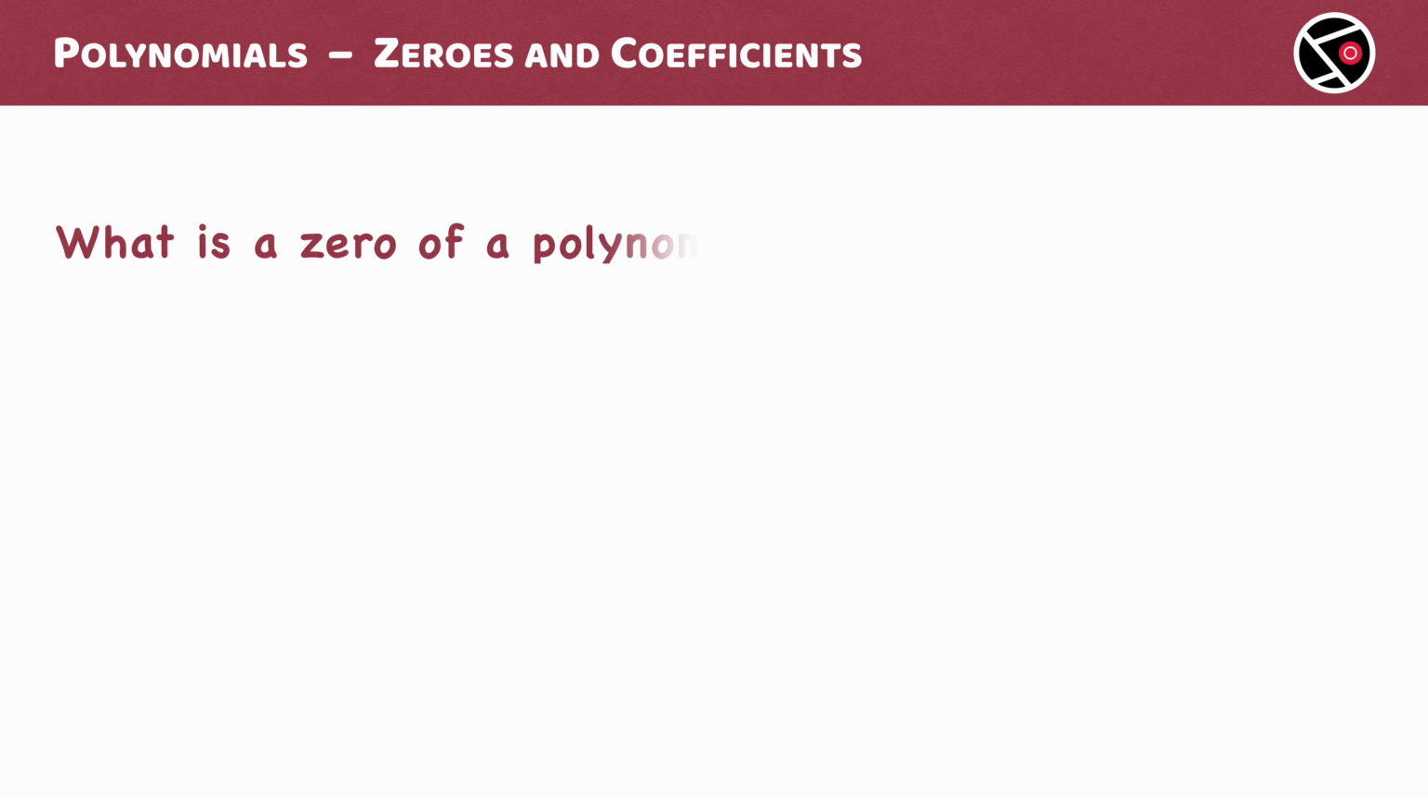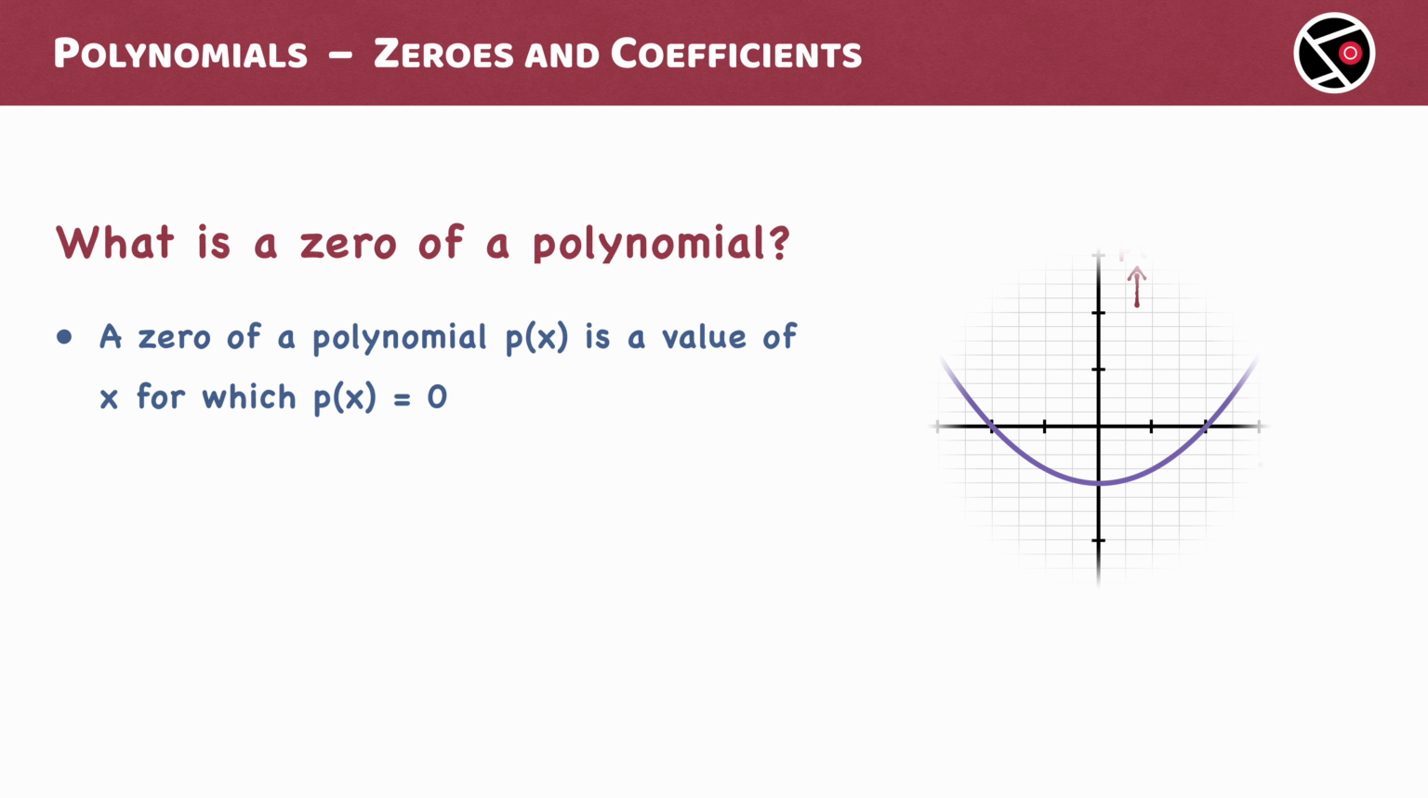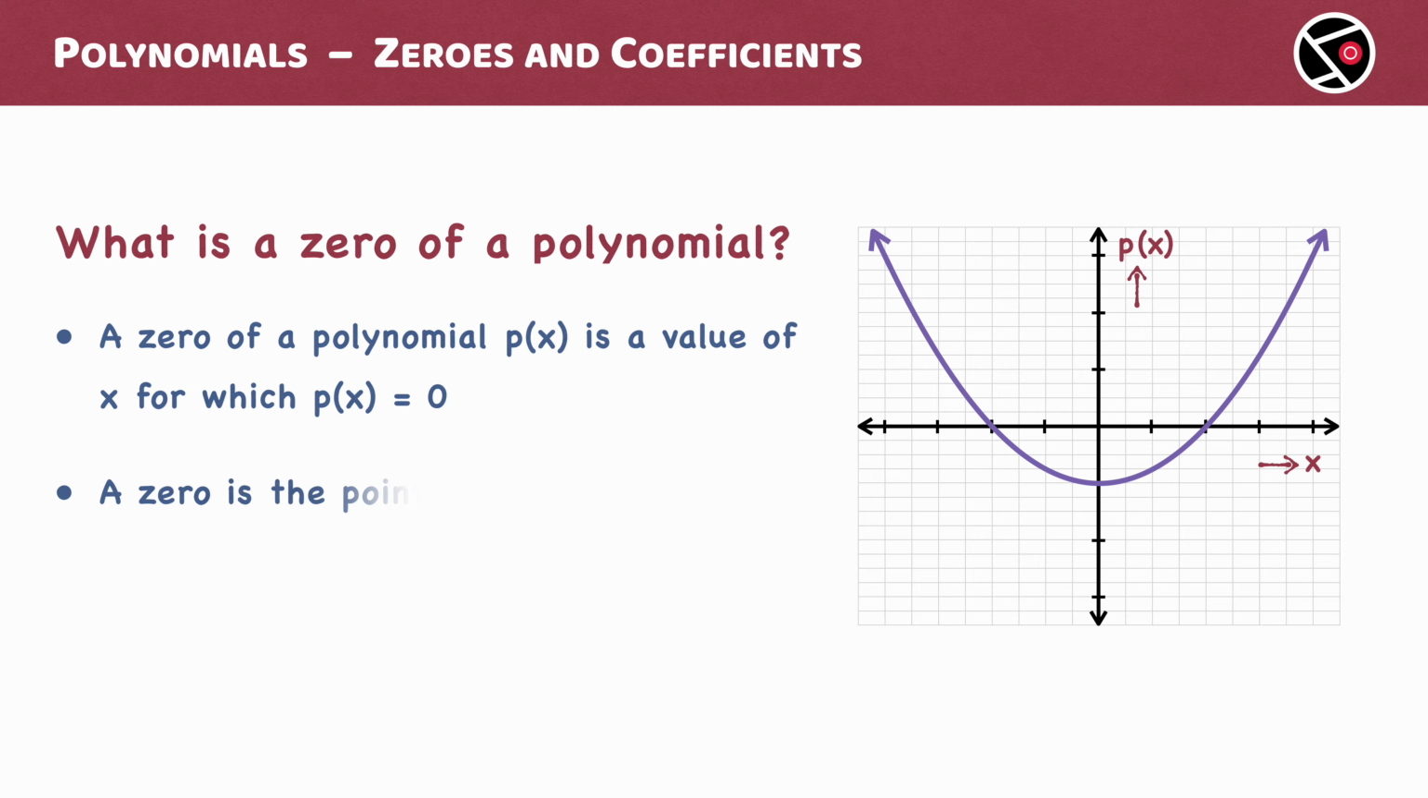In this lesson, we will understand the relationship between the zeros of a polynomial and its coefficients. But before we begin, let's do a quick recap. So, what do we mean by a zero of a polynomial? A zero of a polynomial, p of x, is a value of x for which the polynomial becomes zero. And graphically, it is the point where the graph of a polynomial meets the x-axis.